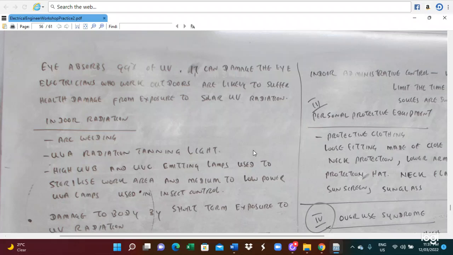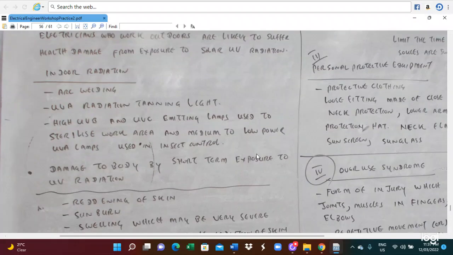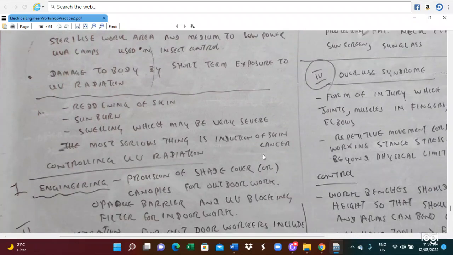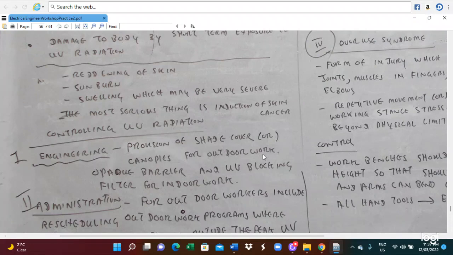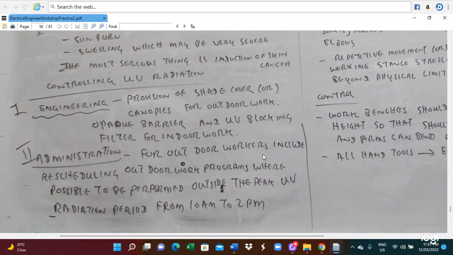This is why you have to wear appropriate sunglasses. Indoor radiation can also be produced by welding machines. Where the machine produces a ray, the ray needs to be protected against. So this is an important aspect. There are two methods to reduce ultraviolet radiation. The first method is the appropriate engineering aspect. We have to use a shade cover. You have to utilize appropriate shade, an absorbing cover, to protect against the ultraviolet radiation.